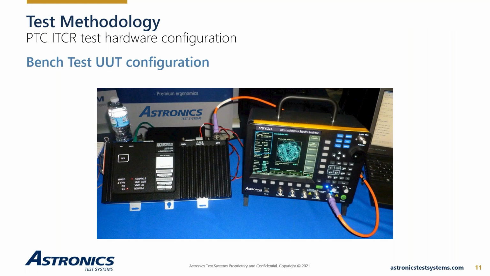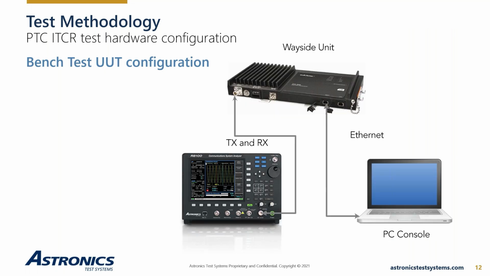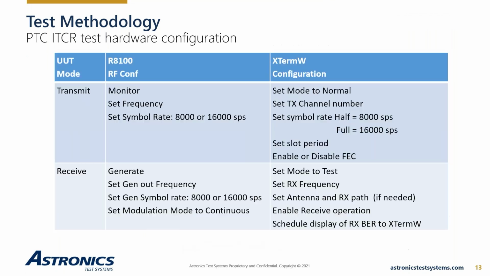This is a photograph showing a setup between an R8100 and a wayside radio. You can see that the RF just feeds directly into the radio, and because we can take up to 150 watts of power, you don't necessarily have to have an amplifier or an attenuator in front of the radio, or between the radio and the unit. And then on the other side, we will have a PC going into the Ethernet maintenance port, and that's what allows us to control that.